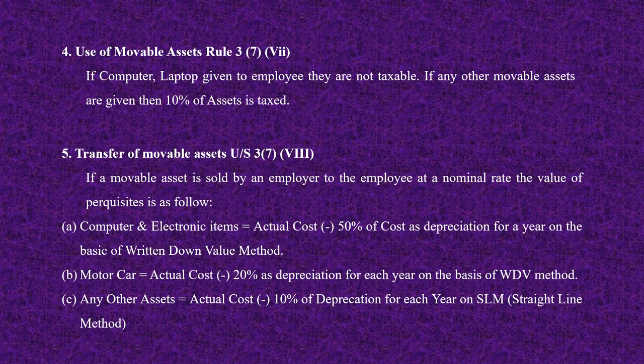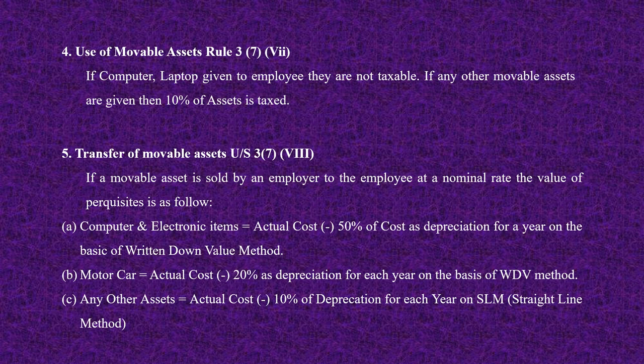First case, if they are selling a computer or an electronic item, then the value is the actual cost minus 50% of cost as depreciation for each year on the basis of the written down value method. So whatever amount it is bought at, the actual cost minus 50% as depreciation will be the value of the movable asset. The second type is, suppose they are selling a motor car. What is the value of the perquisite? Actual cost minus 20% as depreciation for each year on the basis of, again, the written down value method.